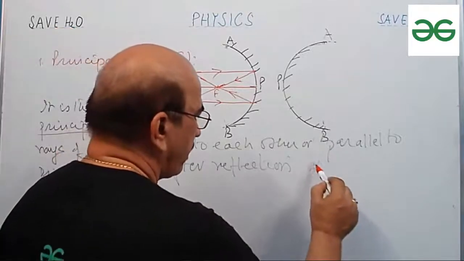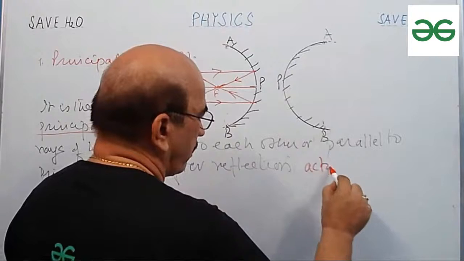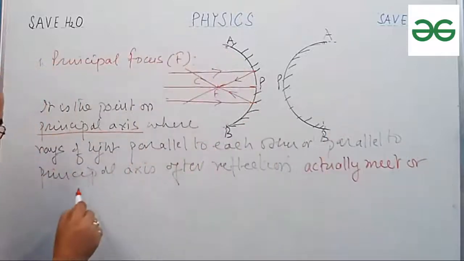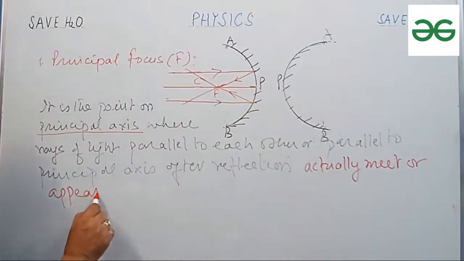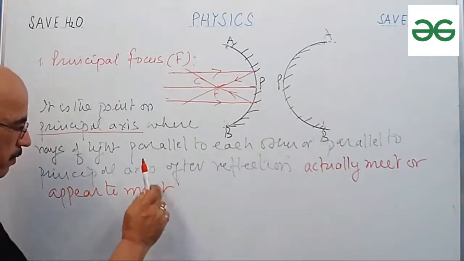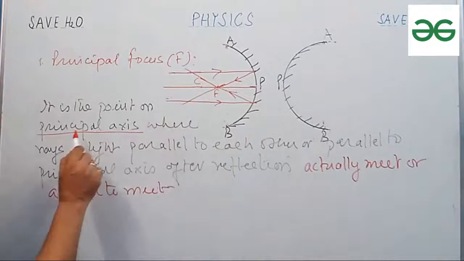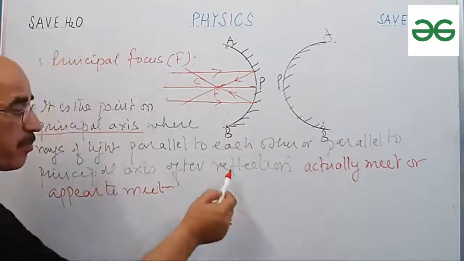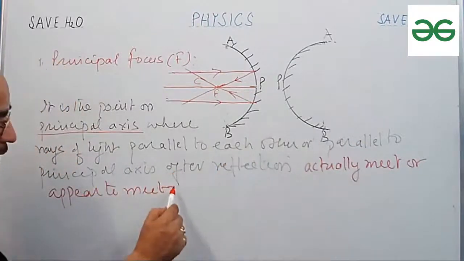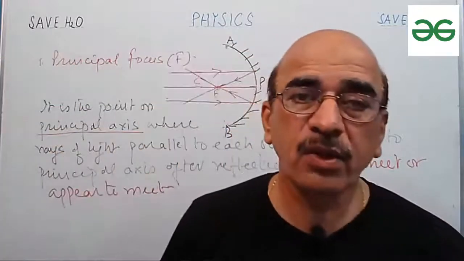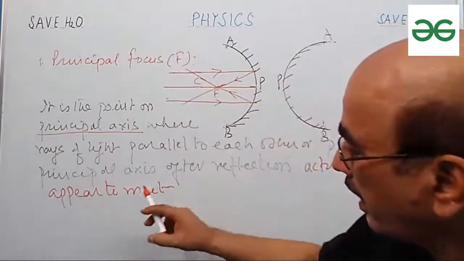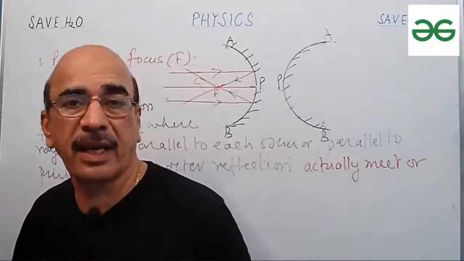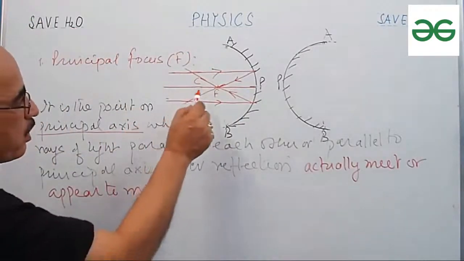So I am writing with red here. Actually meet or appear to meet. Okay. So it is the point on principal axis where rays of light parallel to each other or parallel to principal axis after reflection actually meet or appear to meet, is called focus, or principal focus. Here appear to meet is in case of convex mirror, and we will show its diagram. I'm sure you must have understood, and it is denoted by F.